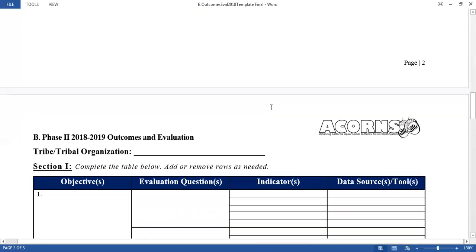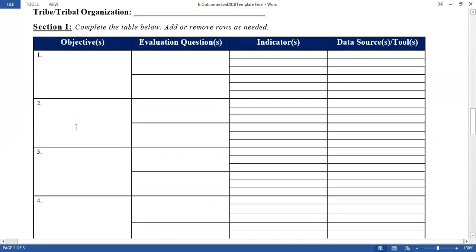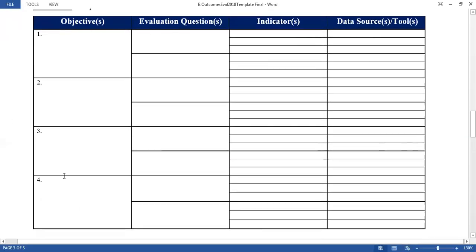So then as you go down to this section 1, this is where you would take the objectives from your work plan. So you don't need to develop new objectives. You would be copying the objectives that you listed in your work plan and listing however many you have here. And then one to two evaluation questions for each objective, the indicators needed to answer those evaluation questions, and the data sources for each of those indicators. So again, you don't need to use this whole table, or maybe you need to use more than this table.